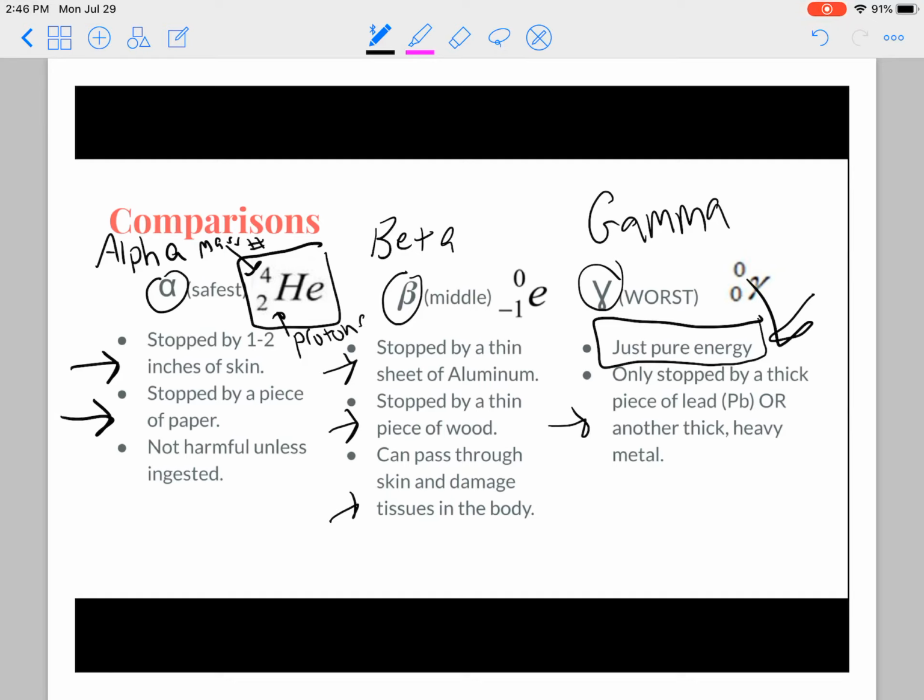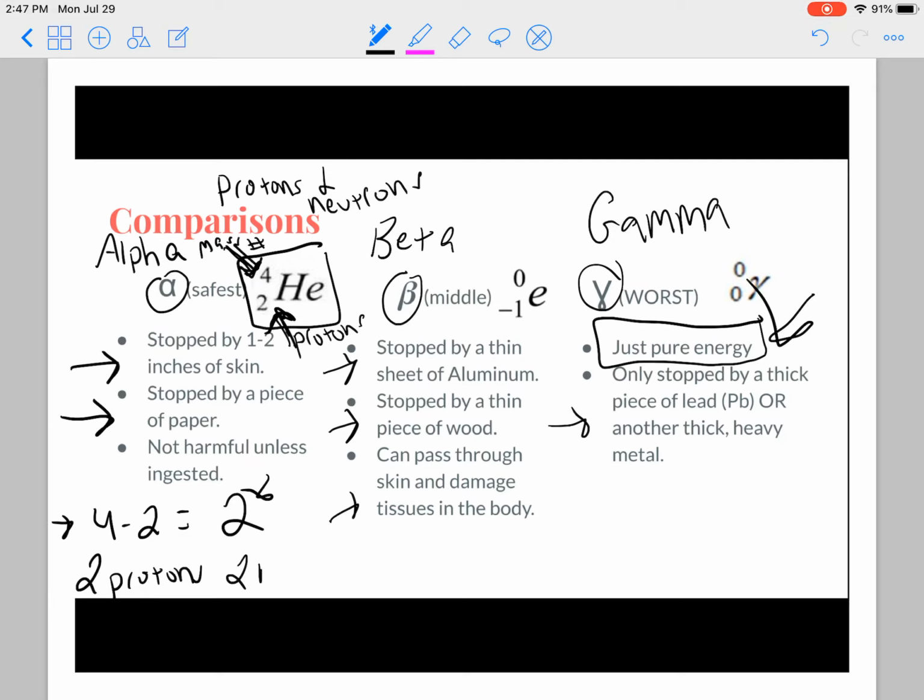Now, how could we find the number of neutrons for this type of radiation? Well, mass number consists of protons and neutrons. Well, here's what we can do. This number is protons and neutrons, and this is just protons. So if we take the 4 minus the 2, we find out how many neutrons we have. So alpha radiation has 2 protons, given from here, and using this math, we have 2 neutrons.